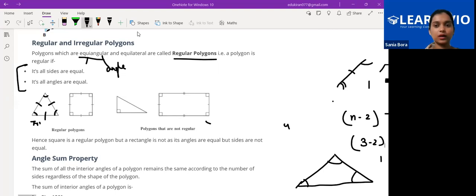Mine, ma'am. Aisha. Okay, Aisha, when do you have your exam? 6th June. Okay, what is the syllabus, Aisha? Aisha, am I audible? Yes, ma'am. What is the portion? Do you know the portion? Chapter 1 and chapter 2.